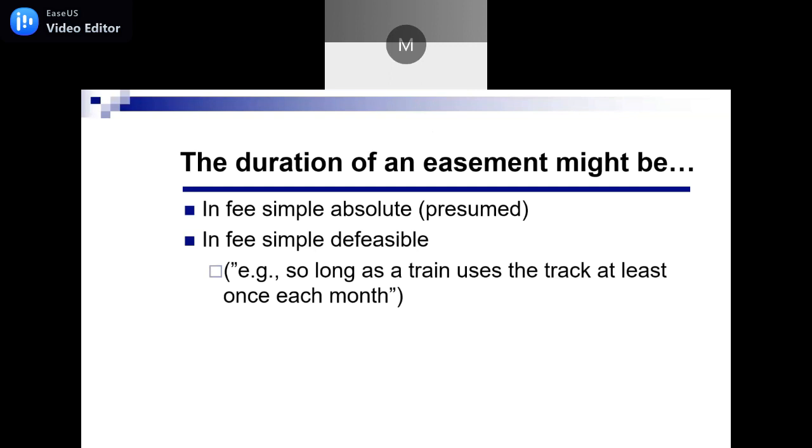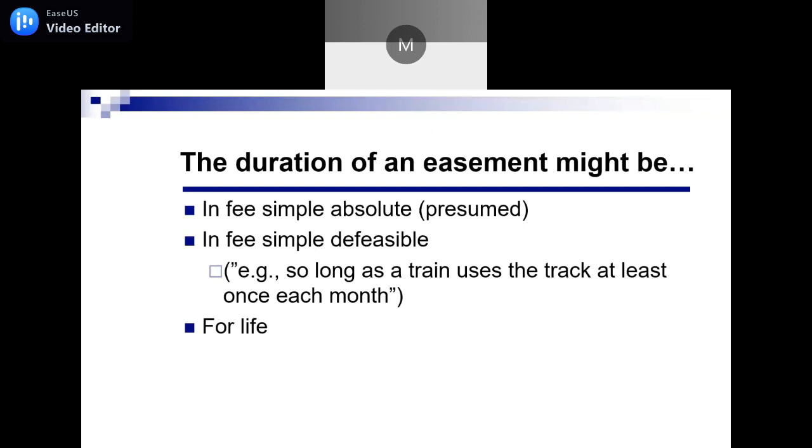Here's an example. We might say, we grant this land to the railroad for use as a train track, so long as the track is used at least once each month. I actually once had a case in which that was almost exactly the language used, and it became an easement in fee simple determinable, because it would terminate if the use of the track wasn't made at least once a month. An easement might be for someone's life.